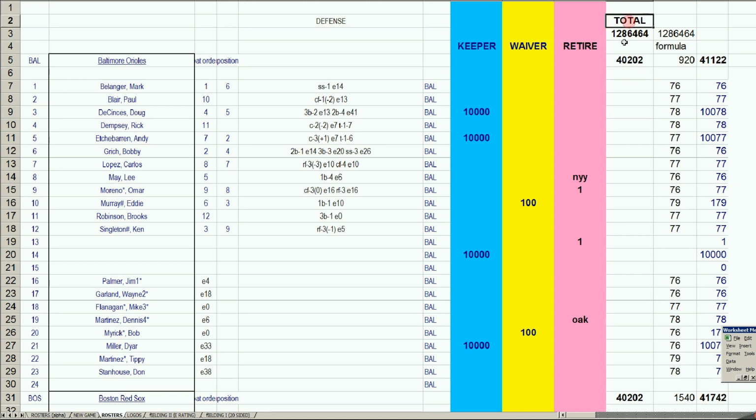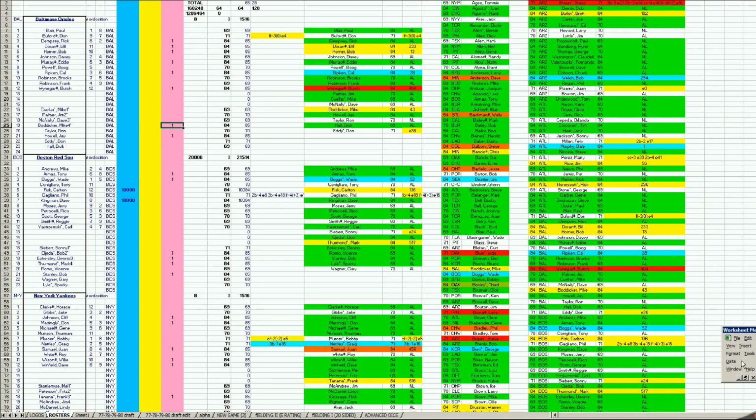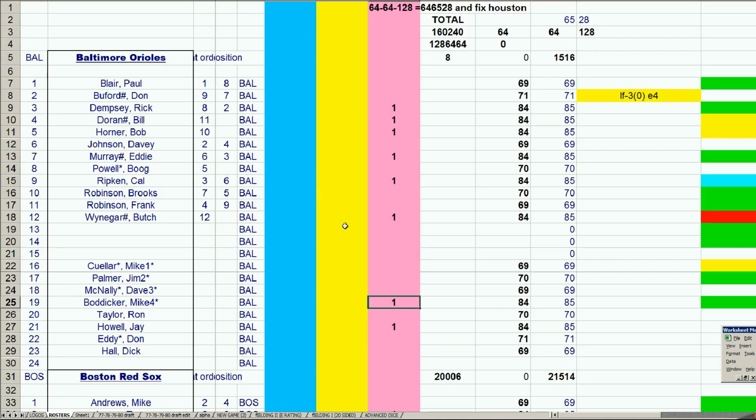And this grand total up top here adds all of the league's 40202s, and again you get that reconciliation, 1286464. So that's what a team does. Now here's the problem though. I'm going to go to the other spreadsheet because I can write input here. The problem is baseball's not that easy. Things just don't work out that way.